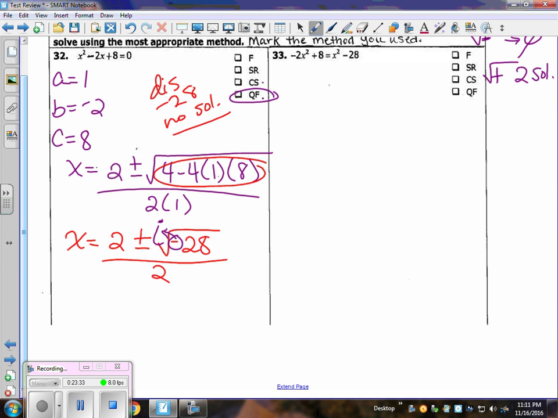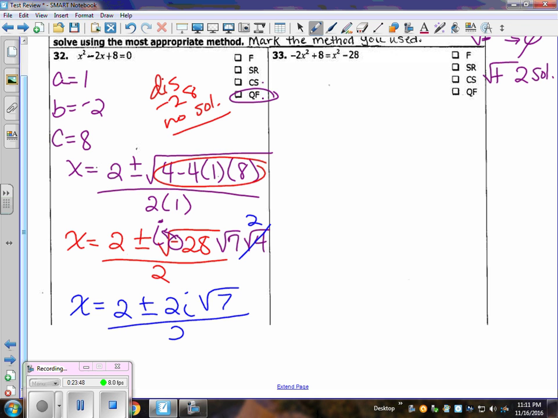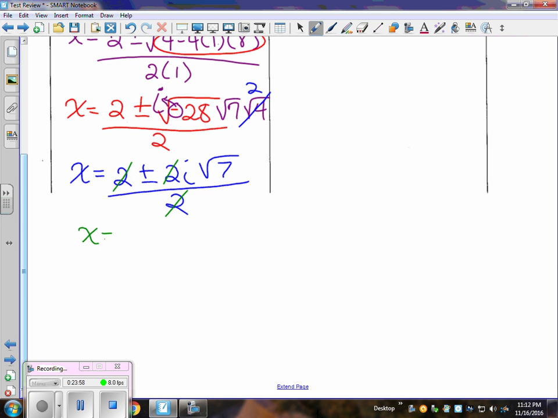So, this is going to break into 7 times 4. 4 is your perfect square, which becomes a 2. He comes out with the i. 2 plus or minus 2i root 7 all over 2. And then, warning, there's all 2's that can be divided. So you divide each of these by 2, and you'll see your final answer is 1 plus or minus i root 7.